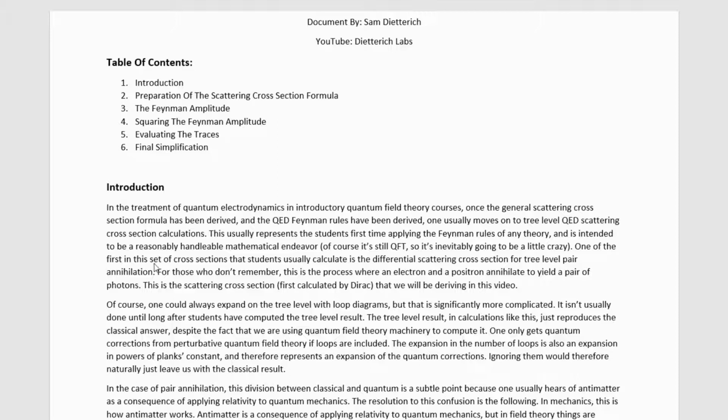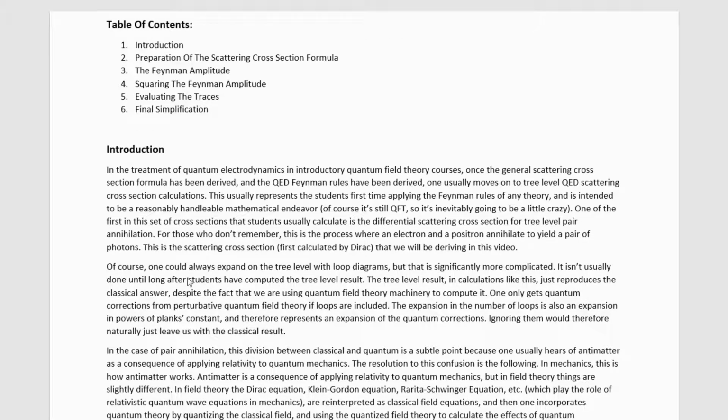One of the first in this set of cross-sections that students usually calculate is the differential scattering cross-section of tree-level pair annihilation. For those who don't remember, this is the process where an electron and a positron annihilate to yield a pair of photons. This is the scattering cross-section first calculated by Dirac that we will be deriving in this video. Of course, one could always expand on the tree level with loop diagrams, but this is significantly more complicated. It isn't usually done until long after students have computed the tree level result.